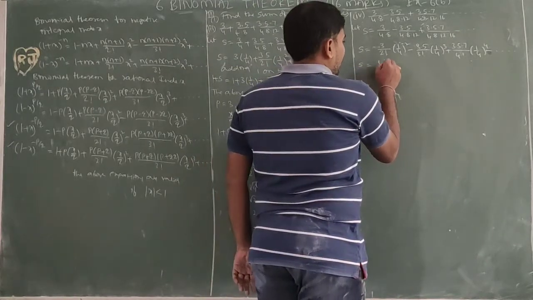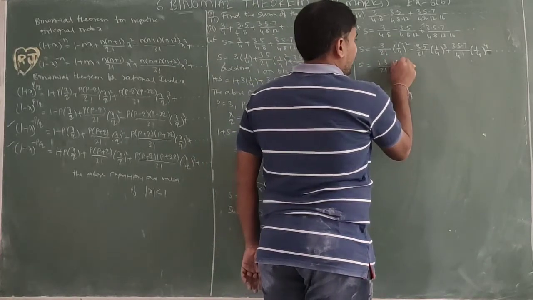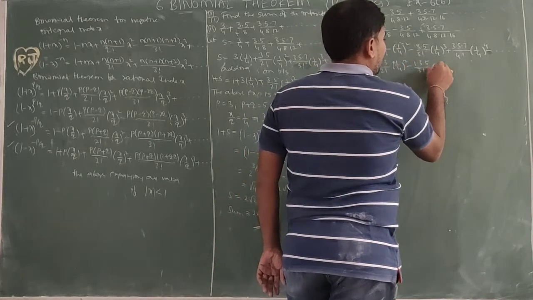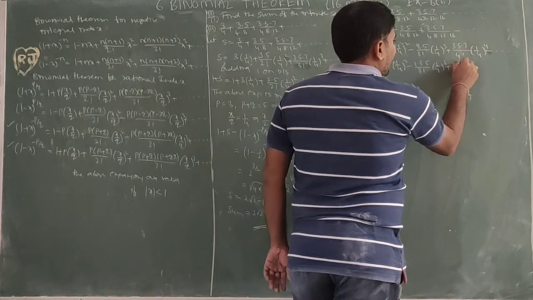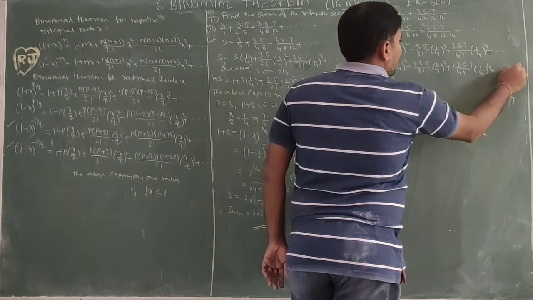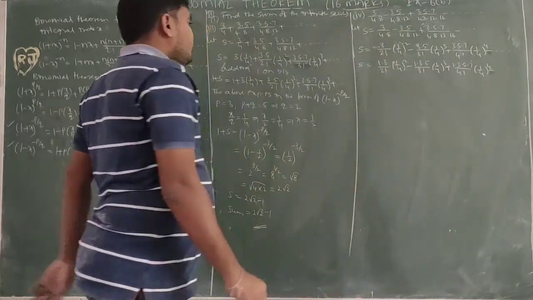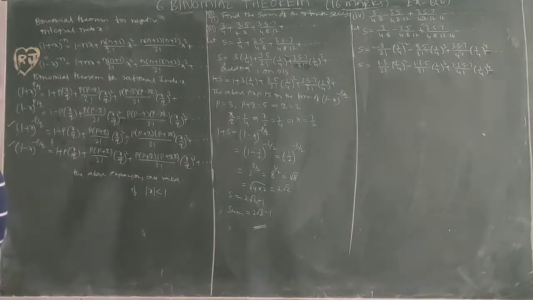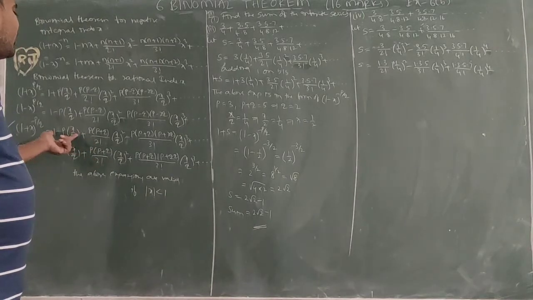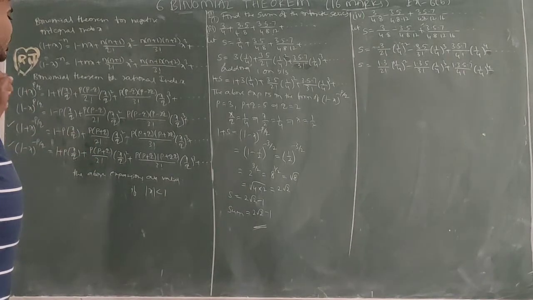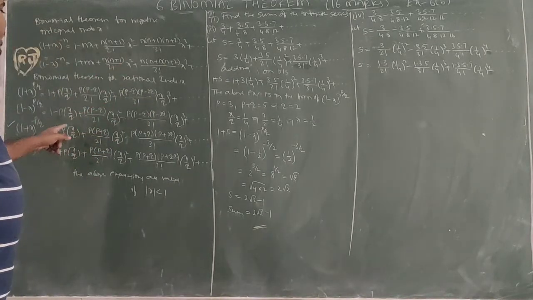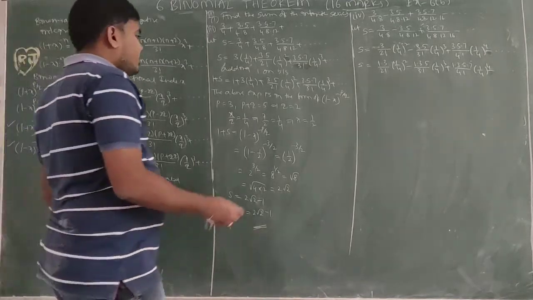S is equal to 1 into 3 by 2 factorial 1 by 4 whole square minus 1 3 5 by 3 factorial 1 by 4 whole cube plus 1 3 5 7 by 4 factorial 1 by 4 whole power 4 minus, up to so on. Okay, alternate plus and minus, the formula is this one. So up to 2 factorial it is started, the first 2 terms are missing. So what may be the first 2 terms? First term itself is 1 minus p. P is nothing but 1 into x by q, 1 by 4.